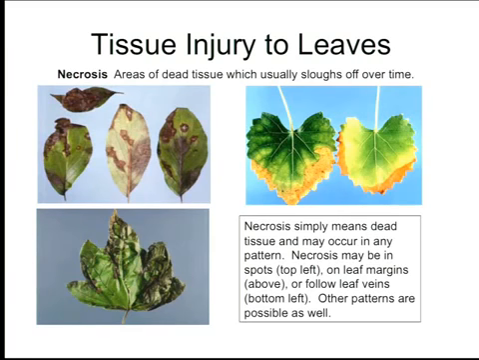Necrosis. This is more typical of diseases. Fungi, bacteria can cause this type of damage. Dead tissue in any pattern. Maybe in spots, maybe in the margins, maybe following the leaf vein. So it depends. The three things that you see there could be different pathogens attacking the same plant, because not all of them attack in the same way. Next.